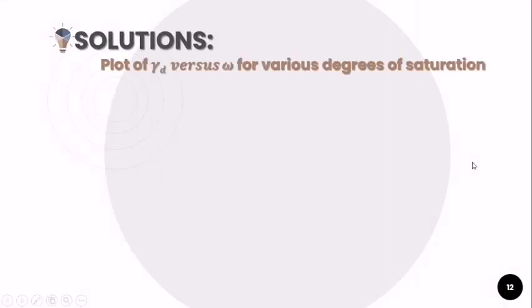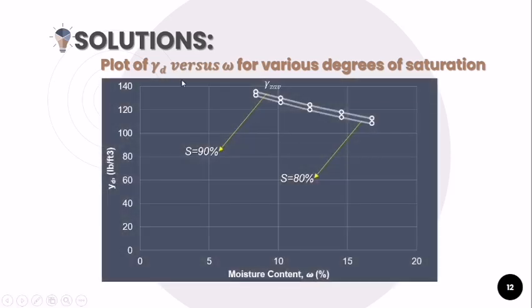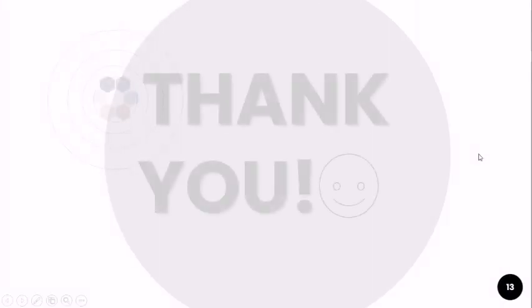Since we have the values obtained, I am now capable to plot the dry unit weight versus the moisture content for various degrees of saturation. The line connection at the top is the dry unit weight at a specific degree of saturation of 90%, while this one at the bottom is 80%. So that's it, and thank you.